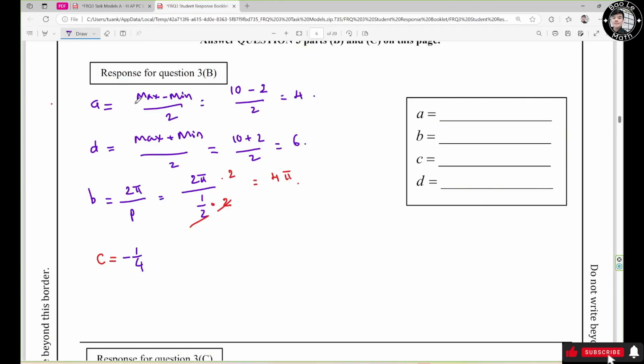And A is still positive, right? So I put the answer right here. A equals 4, B equals 4 pi, D equals 6, and C equals negative 1 over 4, right?